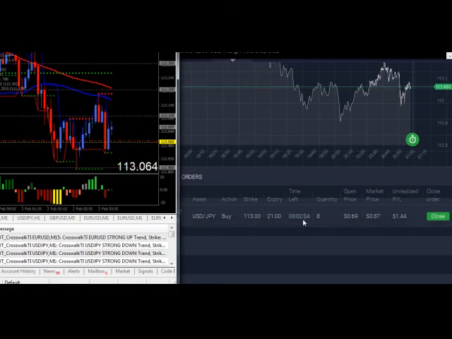I'm here with another trade on the Cantor Exchange. I've got about 2 minutes left. This trade is in the money here. I'm honestly thinking about taking the option of selling it early. The trade, we're buying the strike of 113, and you can see we're in the money, pretty good over here.